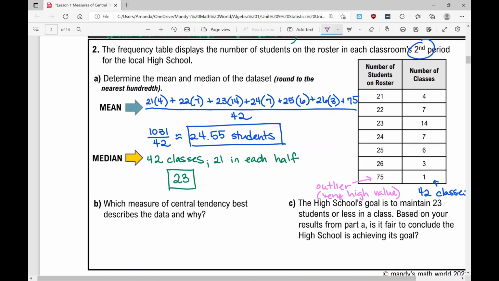So when you notice that there's an outlier in your data set, the median is what will be used to best describe the data. So let's write that. The median best describes the data. When you see "why" right here, the word "because" is your friend, use it. Best describes the data because an outlier exists.